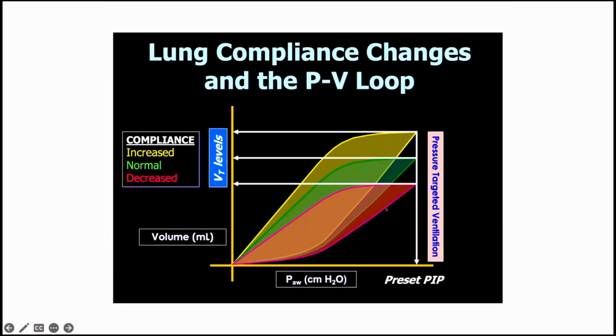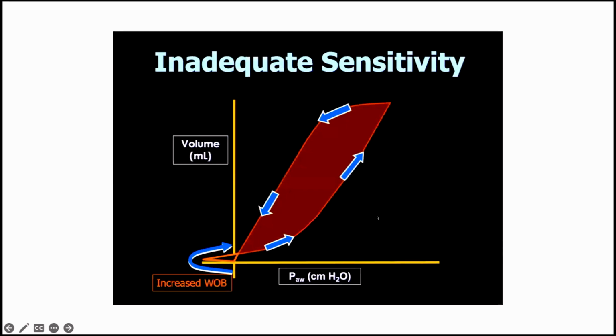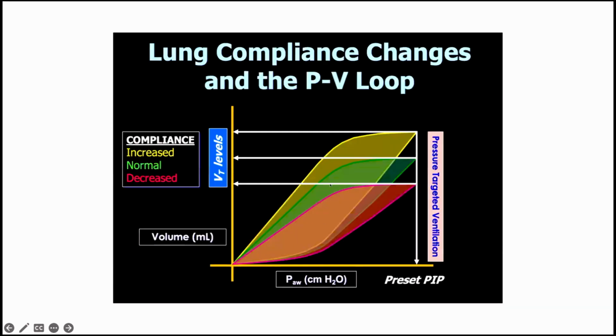Even in pressure targeted ventilation, you can see that when the pressure is the same and the compliance is best, this is where the volume will be the highest. So you can naturally see that the volume is highest here. Again, compared to the normal graph, it will be turned towards the left side. And when the compliance is decreased, it is going to turn towards the right side.